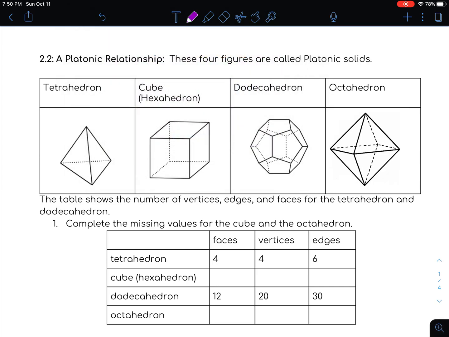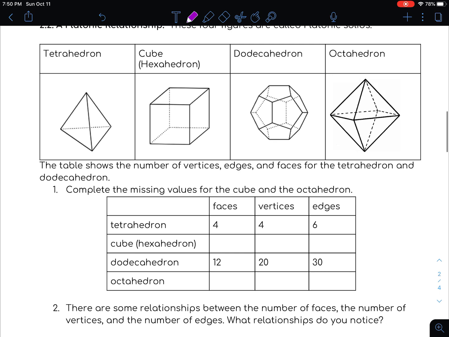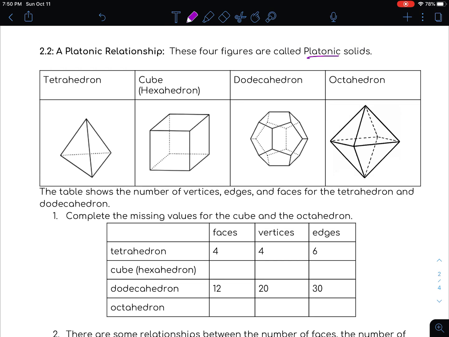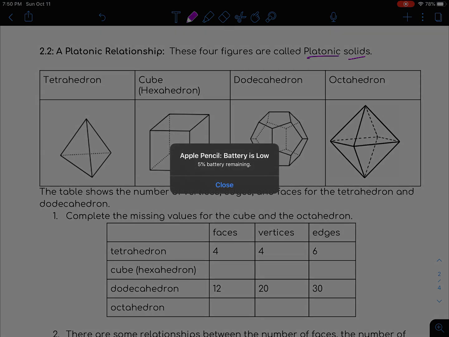So let's look at a different situation now. Now we're going to look at a situation and see if we can recognize a pattern. So we're going to be using some variables here and seeing if we can come up with an equation. But first we're going to see if we can notice a pattern. So these are what we call Platonic solids. You probably will talk about those a little bit in geometry.